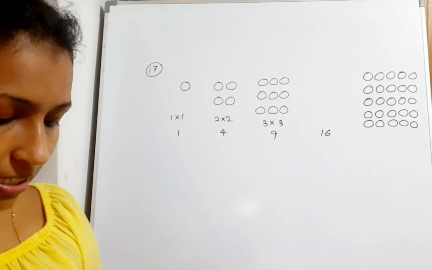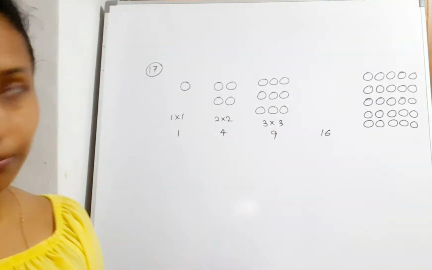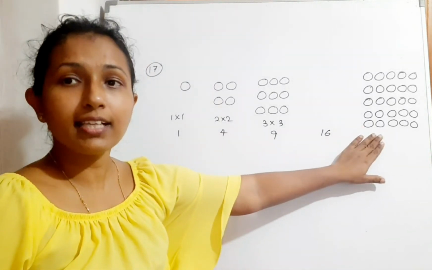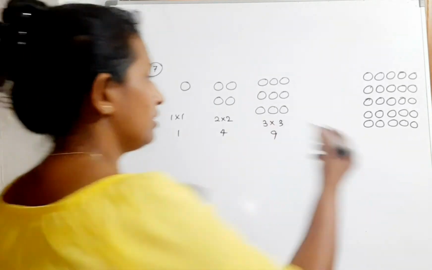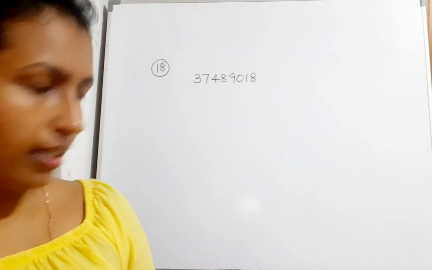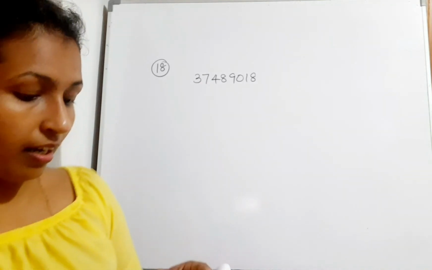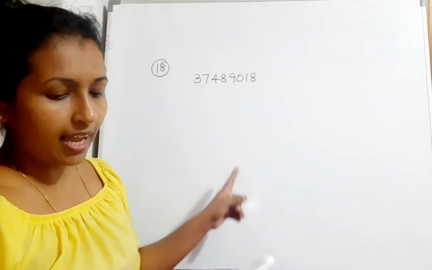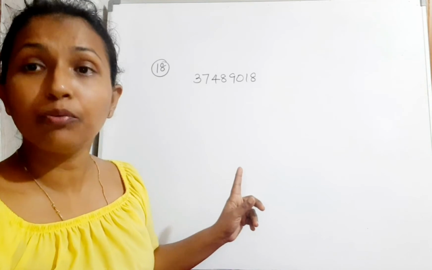Draw the fifth square number pattern according to the pattern given below. So only drawing is enough. Then you will be given 2 marks for that question. Right. Now the question number 18. Write down the following number in standard form and write it in words.